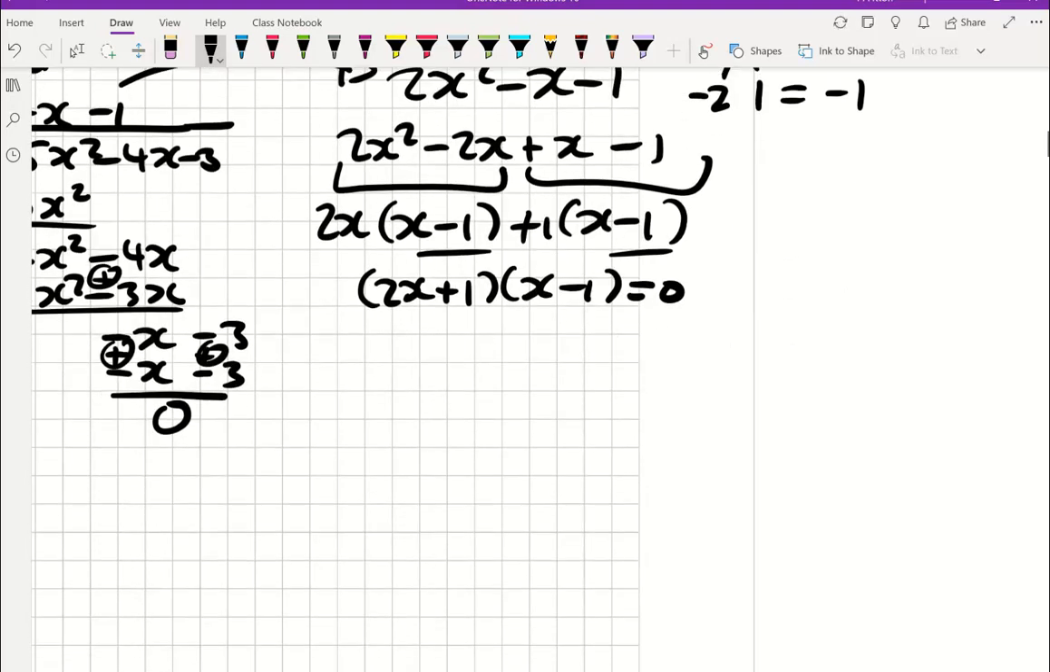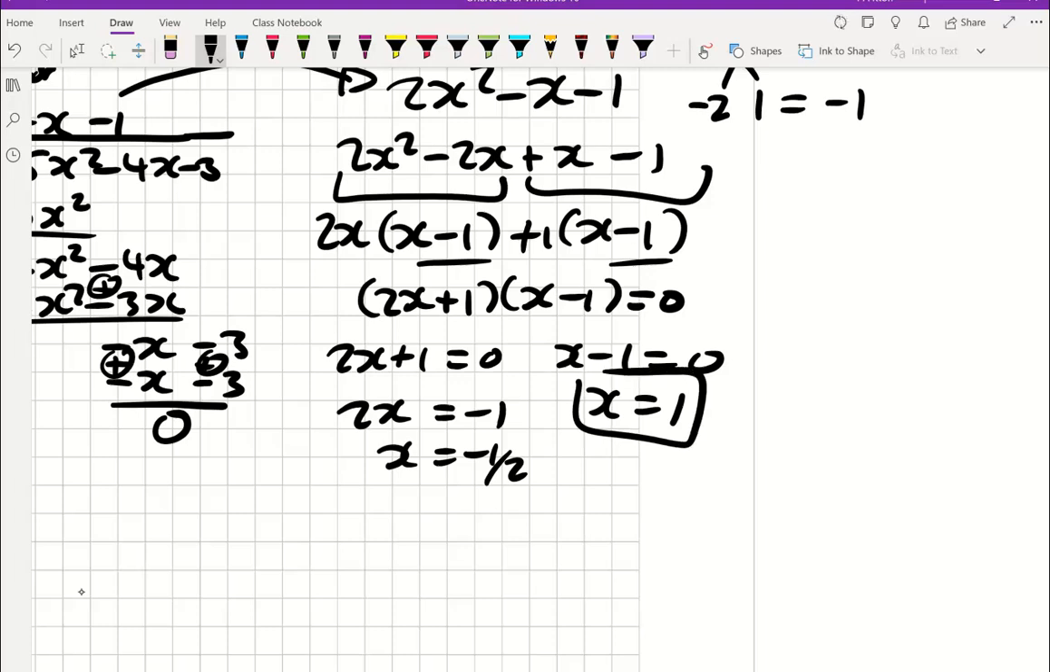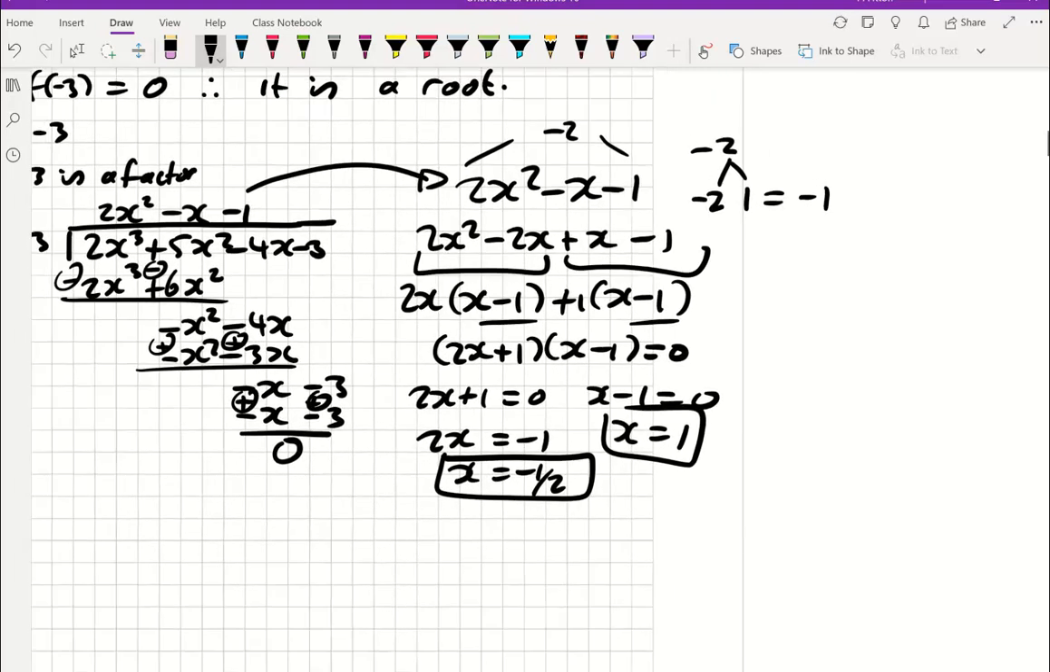Equals 0. So how do I turn factors into roots? You let each factor equal 0 and solve. My 1 comes over to become negative 1. x is equal to minus 1 over 2. x is equal to 1. So these are my two other roots.